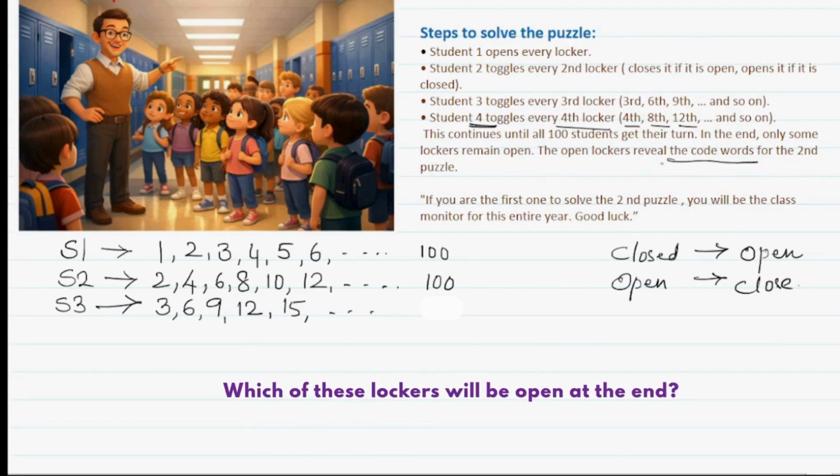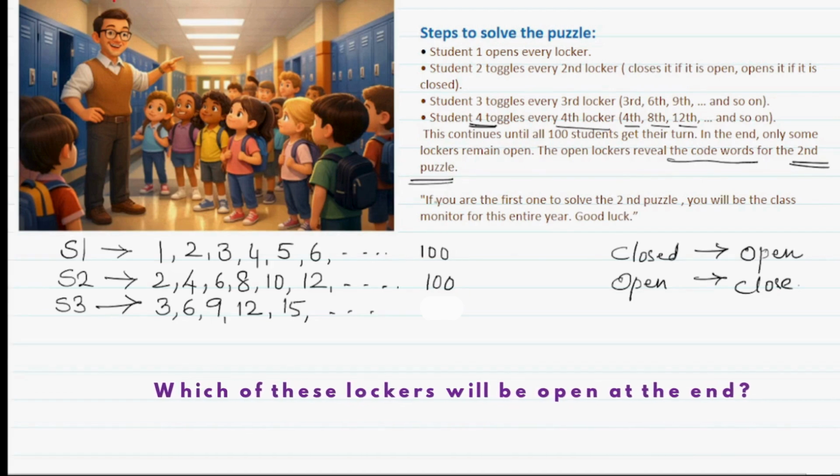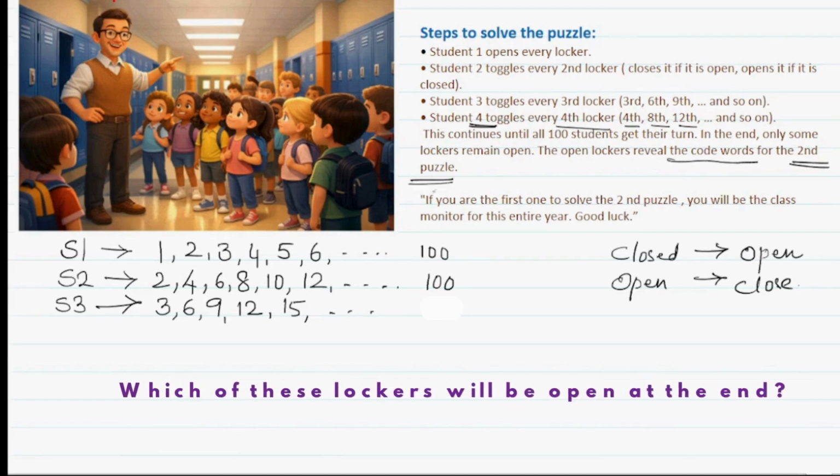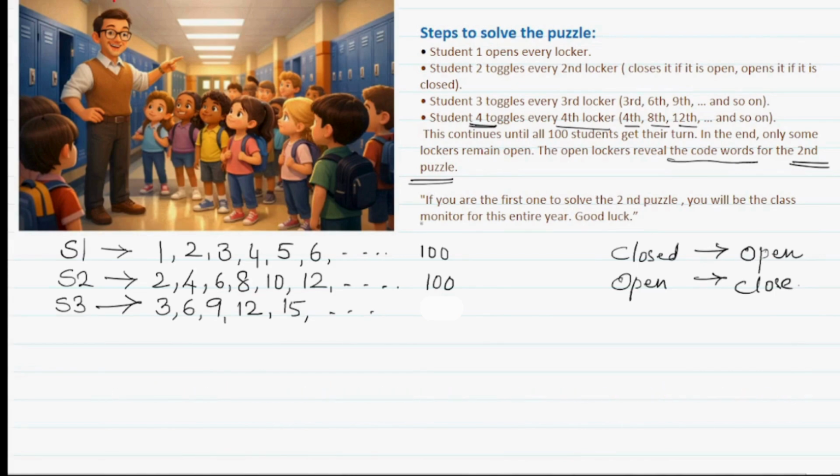The open lockers reveal the code words for the second puzzle. In that second puzzle, there will be a code for the special locker. In that special locker, you have the class monitor badge. So if you are the first one to solve the second puzzle, you will be the class monitor for this entire year. So good luck children, he is explaining like that. Now, what is this puzzle and how are they going to solve it? So, let us solve that.